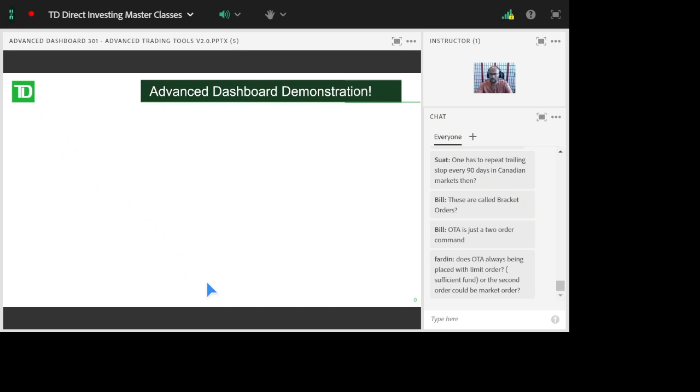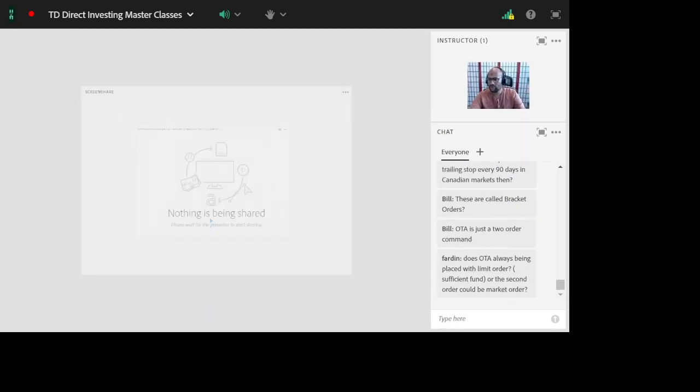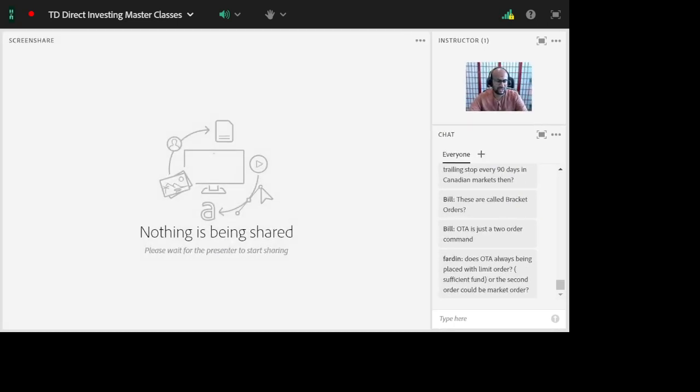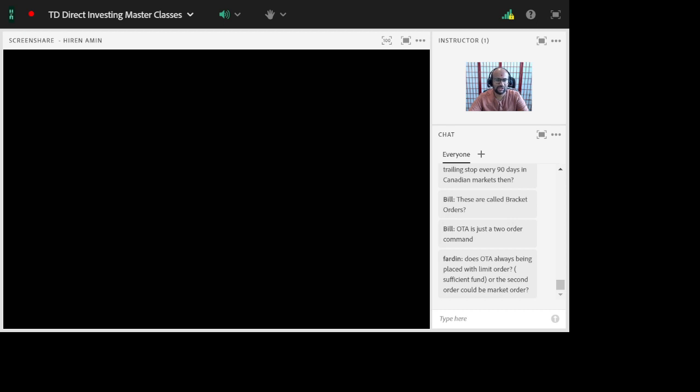All right, so what I'm going to do from here is go into screen share mode. Let me load it up. I've got the advanced dashboard opened up here. Just let me know if it distorts the sound, because I know sometimes it can tend to make the sound fuzzy.